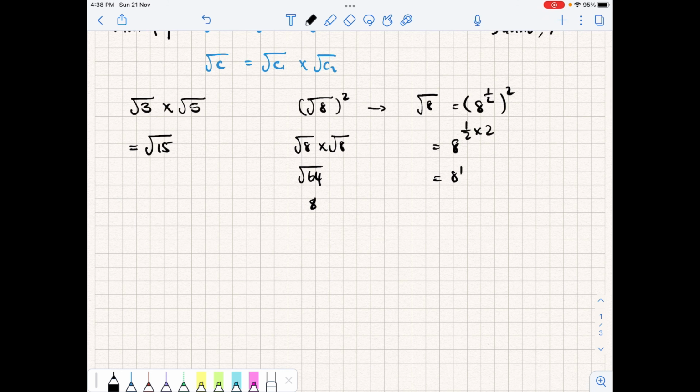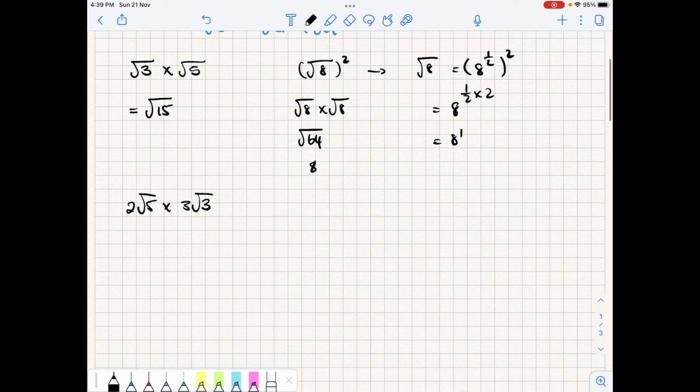Okay, let's look at another example. Let's say we have 2 square root of 5 and we multiply that by 3 square root of 3. So what we're going to do is treat the numbers that are not under the surd, and then treat the surd, and combine them together. Now again, the important thing to note here is that both the numbers under the square root are prime numbers. So 2 times 3 is going to give us 6. And 5 times 3 is 15, and we can combine those and we'll get 6 square root of 15.